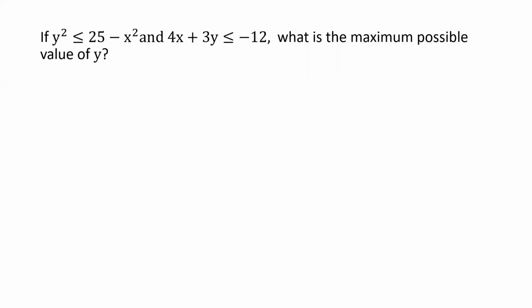If y squared is less than or equal to 25 minus x squared, and 4x plus 3y is less than or equal to minus 12, what is the maximum possible value of y?